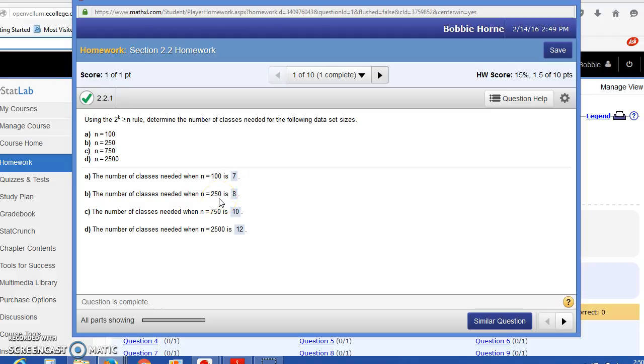For 250, you would have to go up to 2 to the 8th power for it to be greater than 250. And also 2 to the 10th power would be greater than or equal to 750, and 2 to the 12th power would be greater than or equal to 2500. So for a sample of 100 numbers or points, you would need at least 7 classes. So you would use a total of 7 classes. It's always 2 to the k power, and you want k to result in a number that is greater than or equal to the numbers that you have. Moving on.